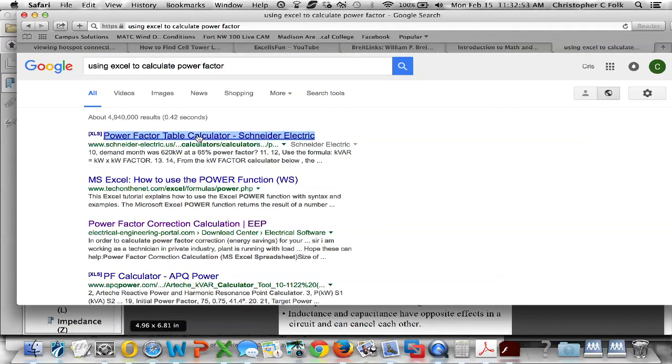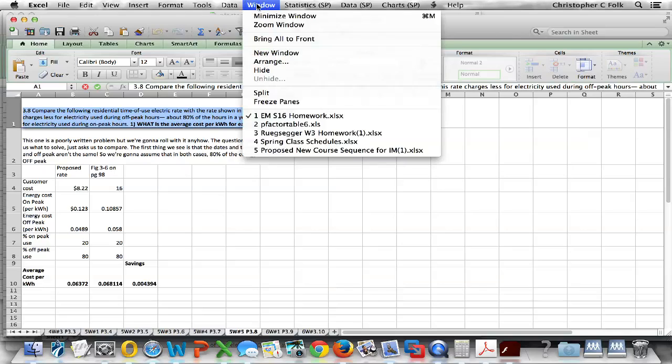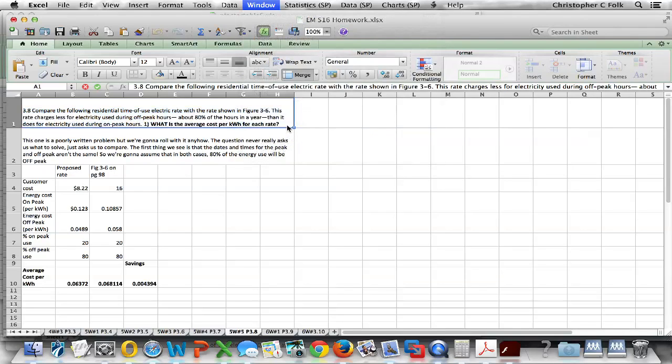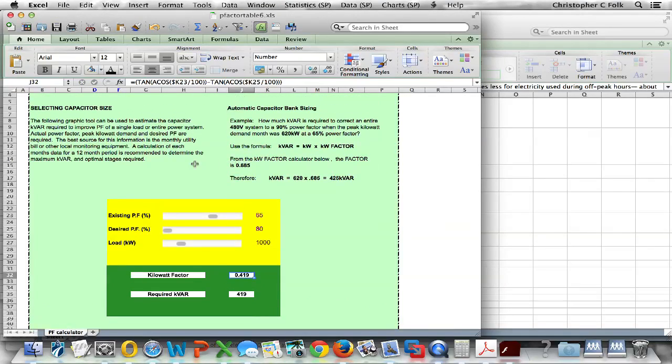And if I were to click that, what happens is an Excel spreadsheet downloads to my computer, and then that download can be run, and it works very well. Let me show you that. So back on Excel, this is the window that's going to pop up. This is the power factor table right here. So look at this. So this is what we'll use for selecting the capacitor size.